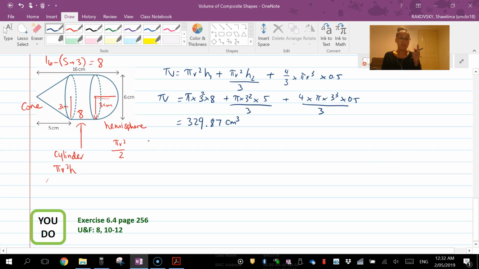Alright, so that's composite shapes. Remember, identify what shapes you have, adjust and modify your formulas if you would like to do just one big formula, substitute appropriate values, and make sure that your answer responds in the appropriate units.